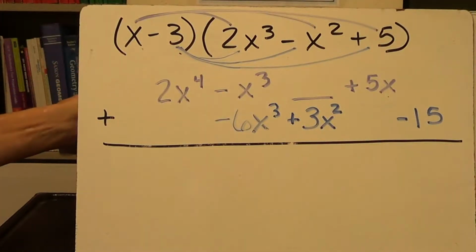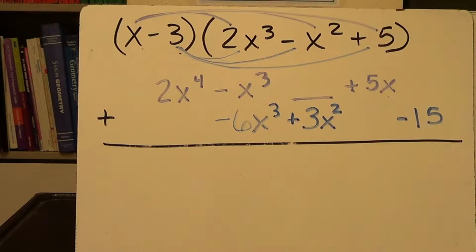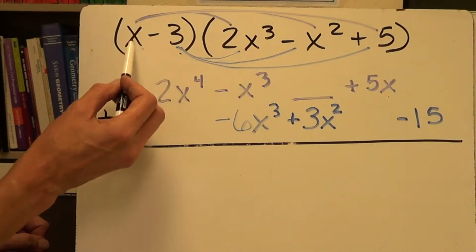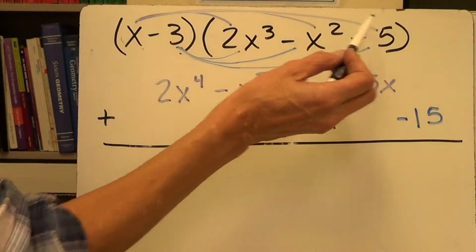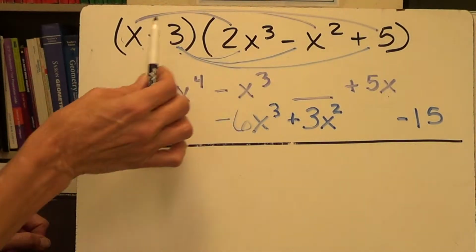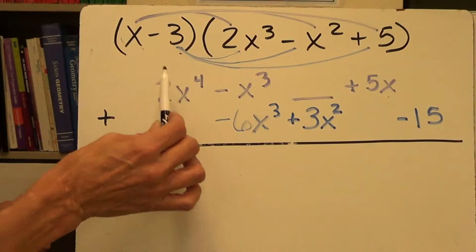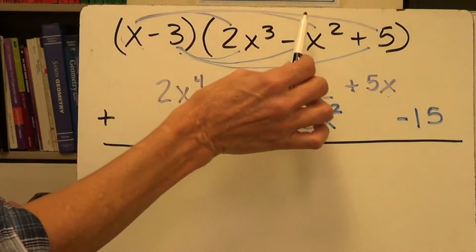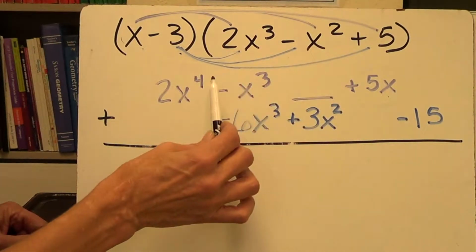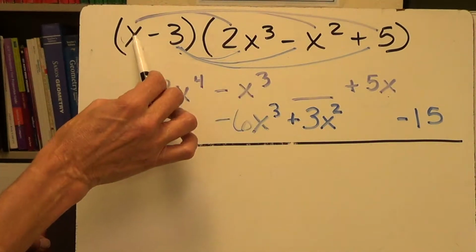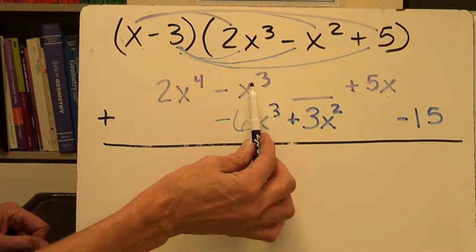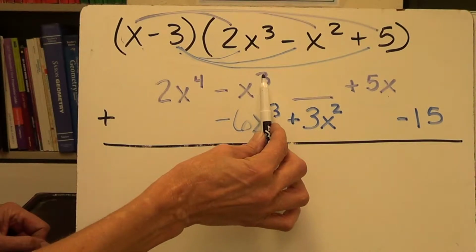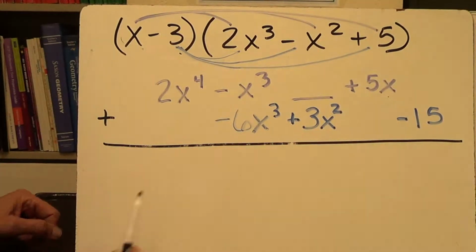Now, if you didn't want box method and you've done FOIL all the time, I kind of call this a clamshell. What you've got to make sure of is that this term multiplies by each of these. And as I multiply it, I draw a line. So x times 2x cubed is 2x to the fourth. X times negative x squared is negative x cubed. X times 5 is 5x. Now notice how we don't have an x squared in that. We've skipped, so I want to make sure to skip a space over the 5x.